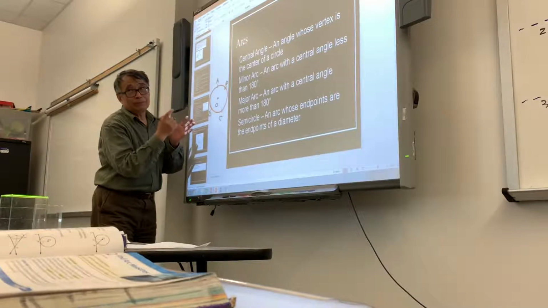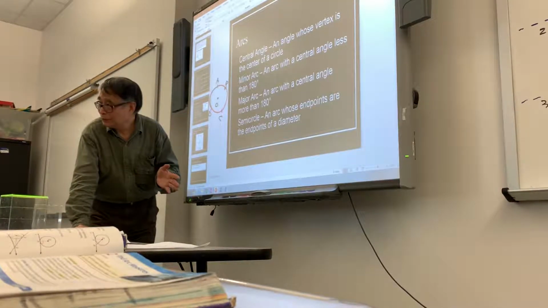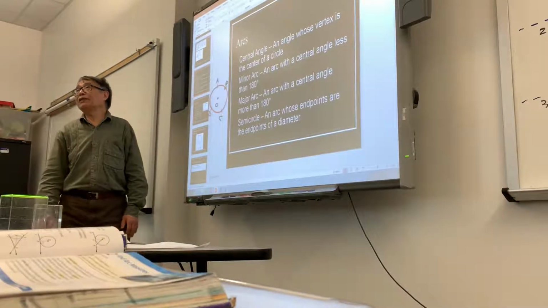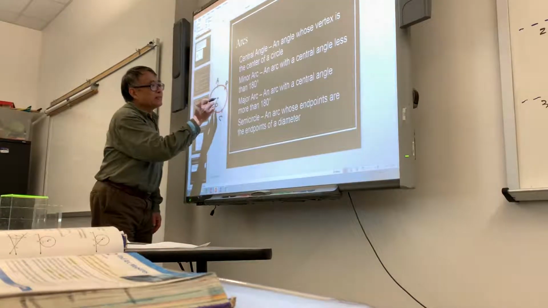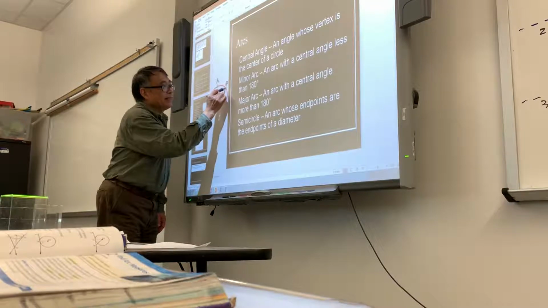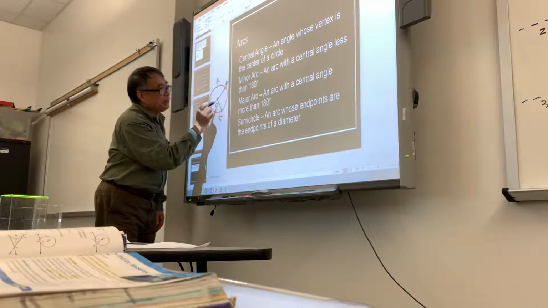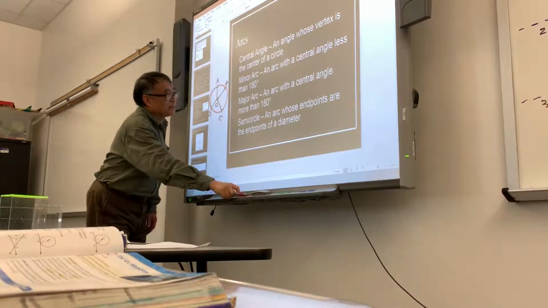How many degrees? The length. Today we don't discuss the length. Length is more difficult. We will discuss the length later. Today we only focus on how many degrees. Central angle. Where is the central angle? From the center, connect B, connect to C, connect to A, connect to D. So you have central angle.